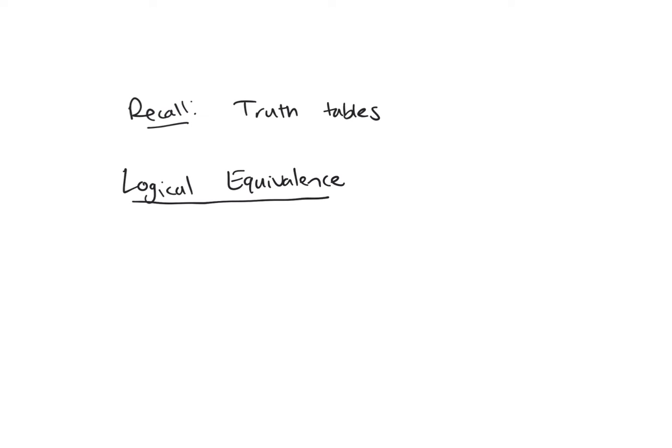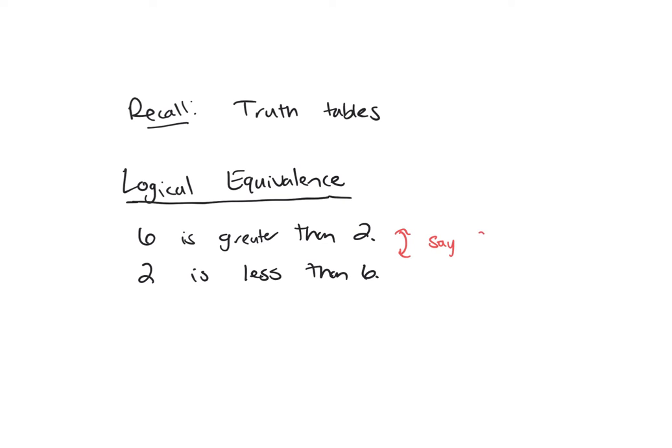So recall last time that we were talking about truth tables. Now we're going to talk about logical equivalence. For example, let's say I say 6 is greater than 2, and then I say 2 is less than 6. Really, these two statements are saying the same thing, just in a different way.